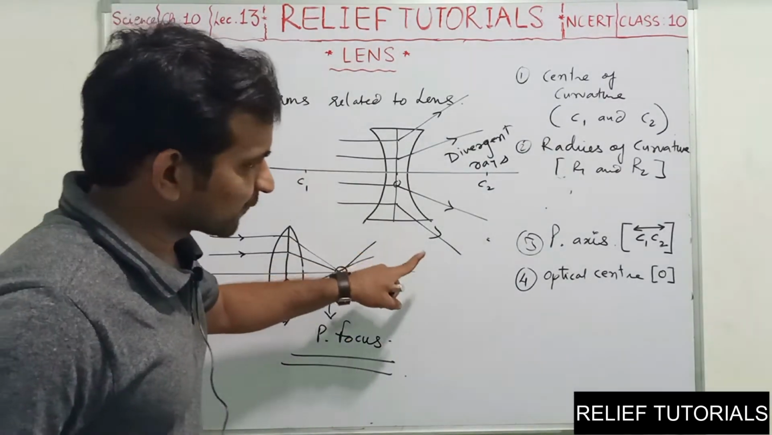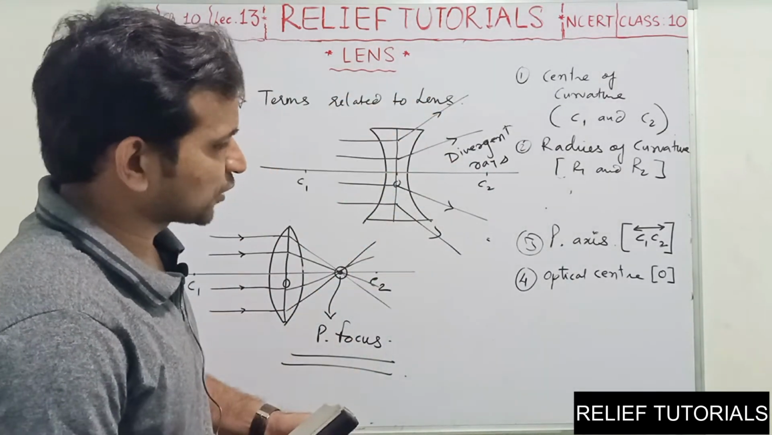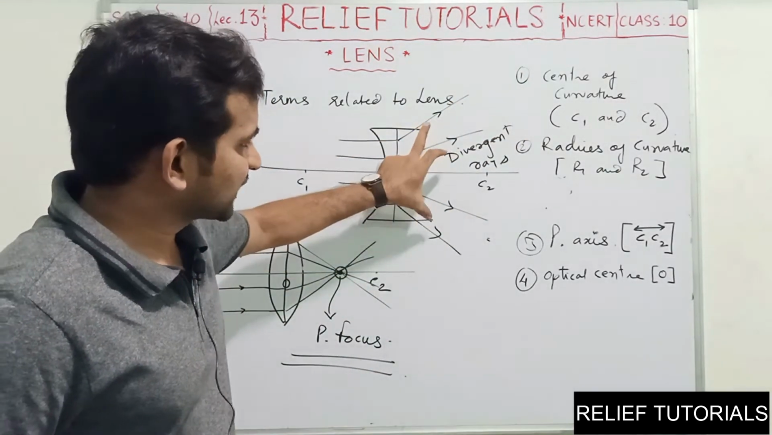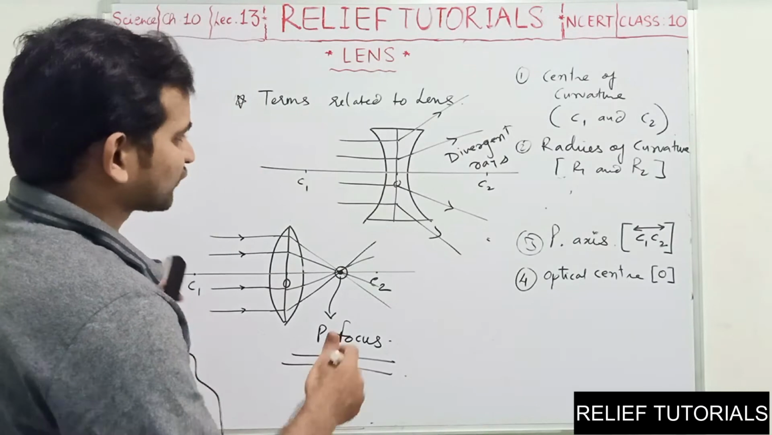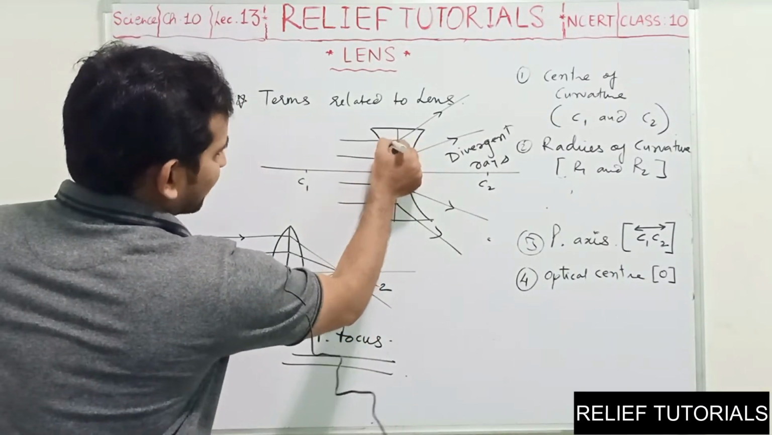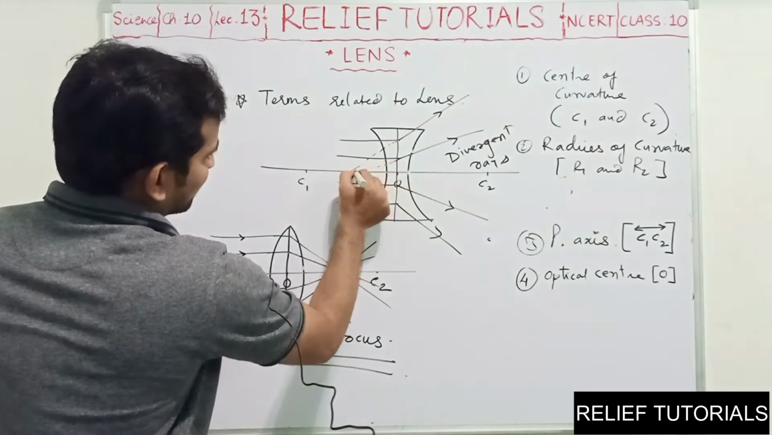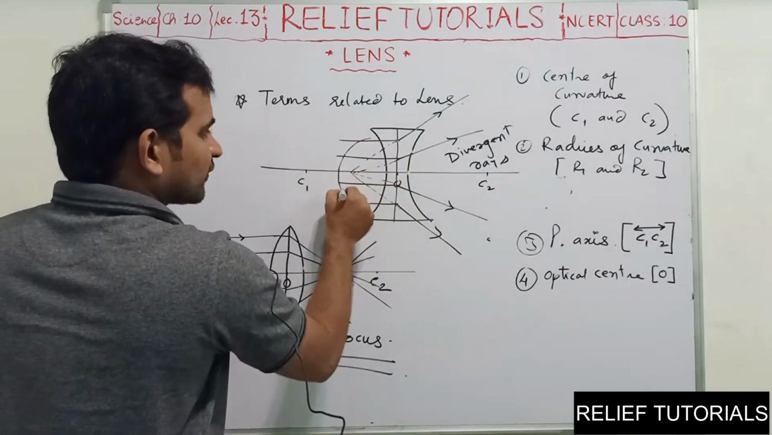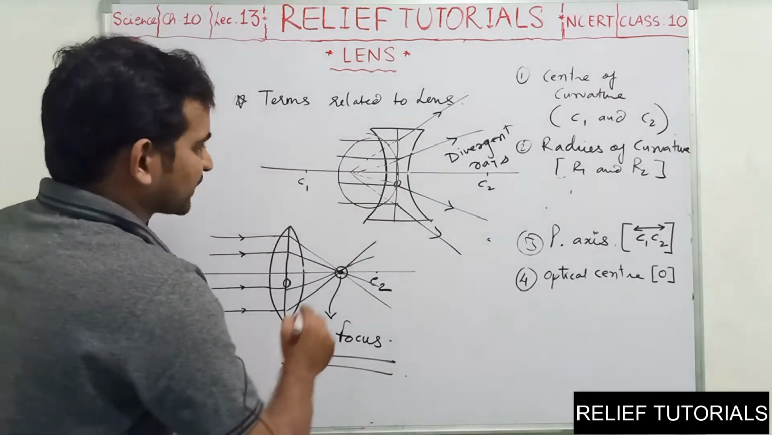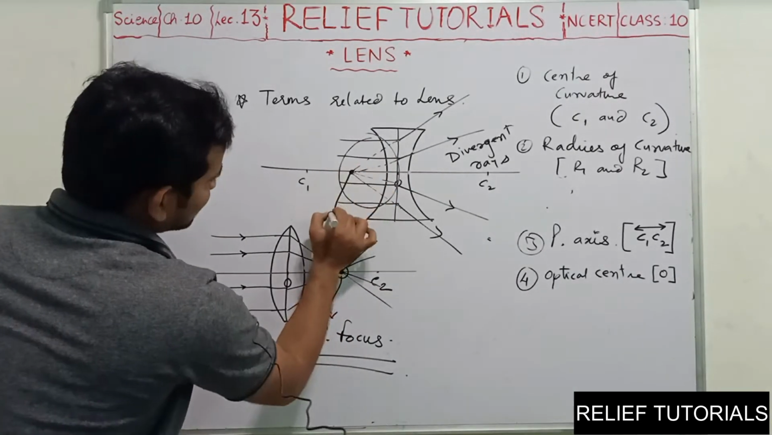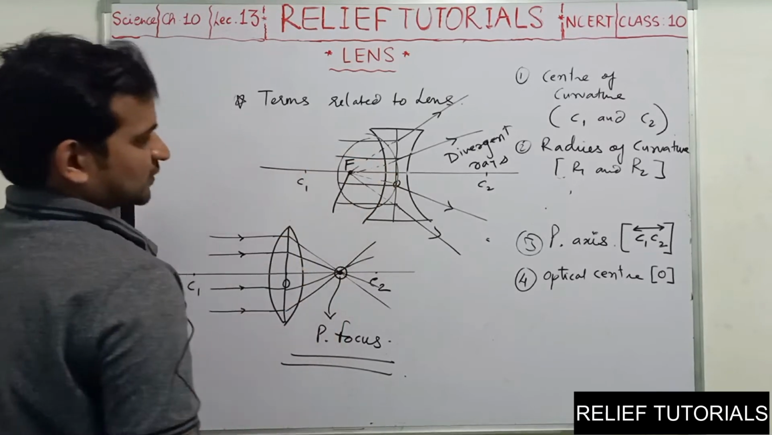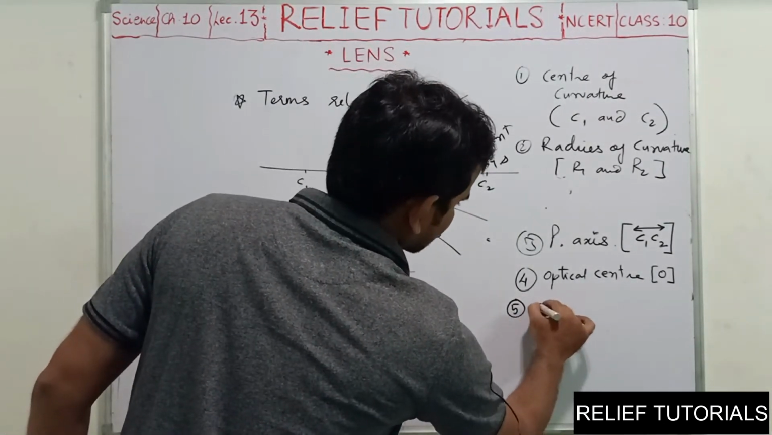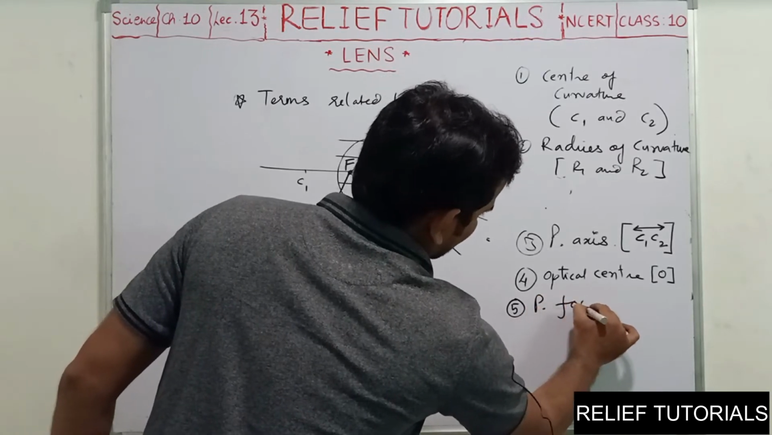So if you see carefully, these rays are not meeting, they are not really intersecting. So what we should do, we have to take them backwards. We know this phenomenon already, that if you extend this type of rays, this part of the rays is called the virtual part. So this point is called the principal focus. So the fifth term to be remembered is principal focus.